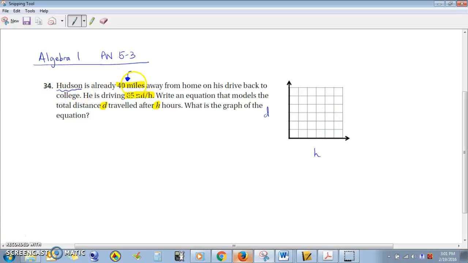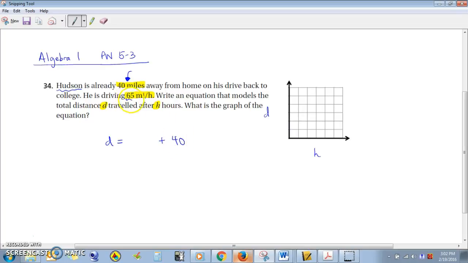Well, he starts 40 miles away, and that is going to be our y-intercept. So we're going to have a plus 40 over here. We're going to have distance equals, and we start off with 40 miles away. So that's our starting point, and that's our y-intercept.